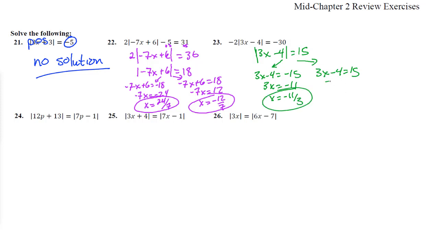Over here, add 4, we get 3x equals 19. Divide by 3 and we get x equals 19 thirds. Excellent. Those are the two answers there. Number 24.